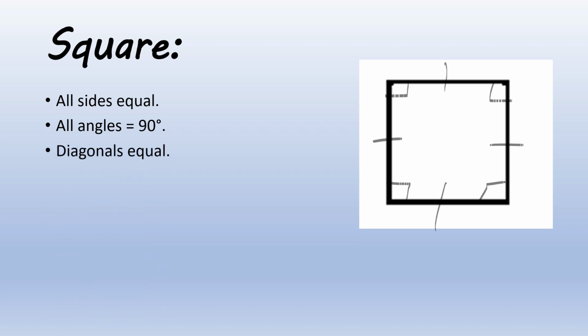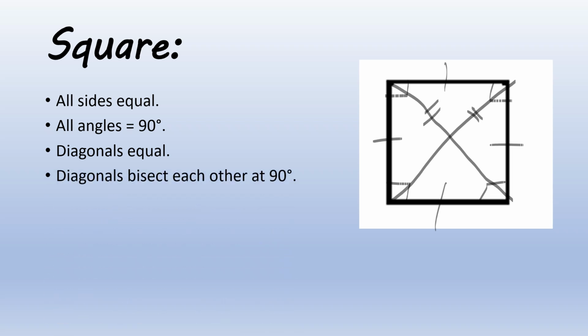Second, diagonals will be equal. So now what are the diagonals? The opposite vertices, you just join them and it becomes the diagonal. So diagonals are equal. So only two diagonals you can make in a square. So both these diagonals will be of equal length. Okay. And then next we have diagonals bisect each other at 90 degrees. So they both bisect each other at the 90-degree angle. So wherever they are meeting, they make a 90-degree angle.